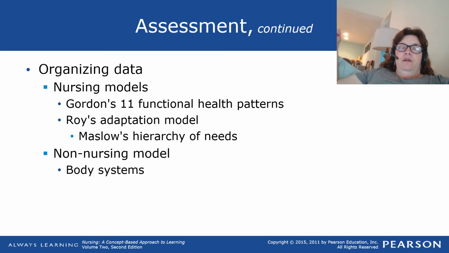activities of daily living. We may do a Roy's adaptation model that's based on Maslow's hierarchy of needs. And you probably recall from your basic psychology course, your intro to psychology course, that the things that we worry about first are the things at the bottom of the pyramid.